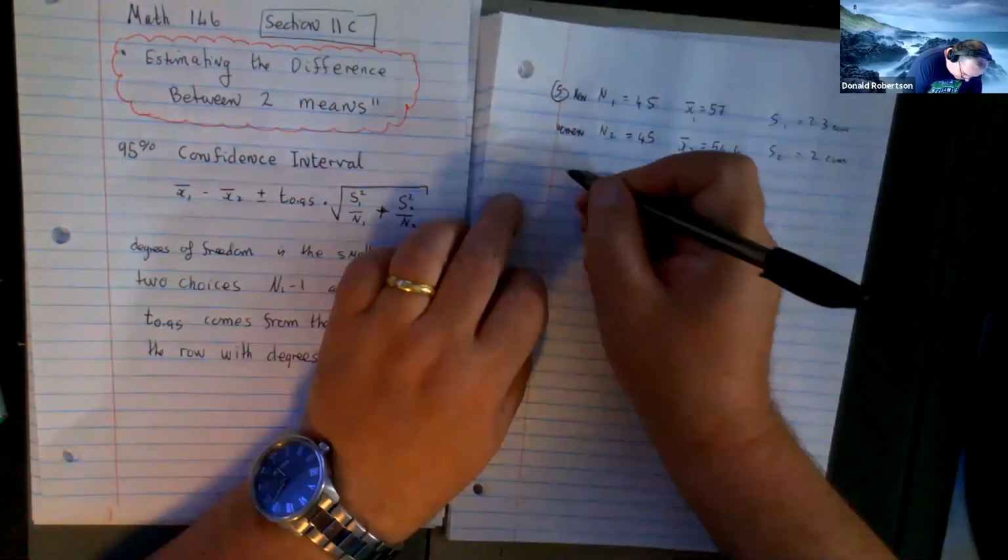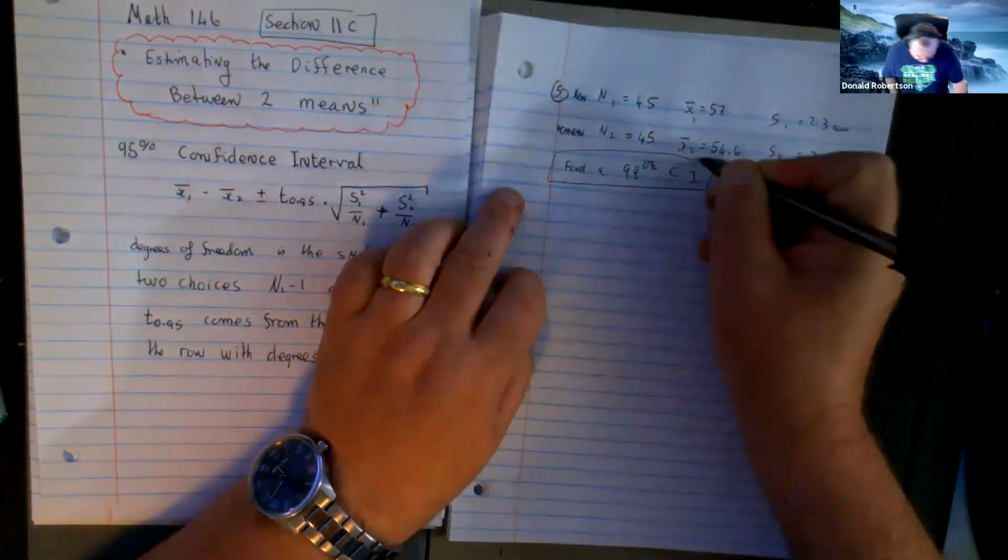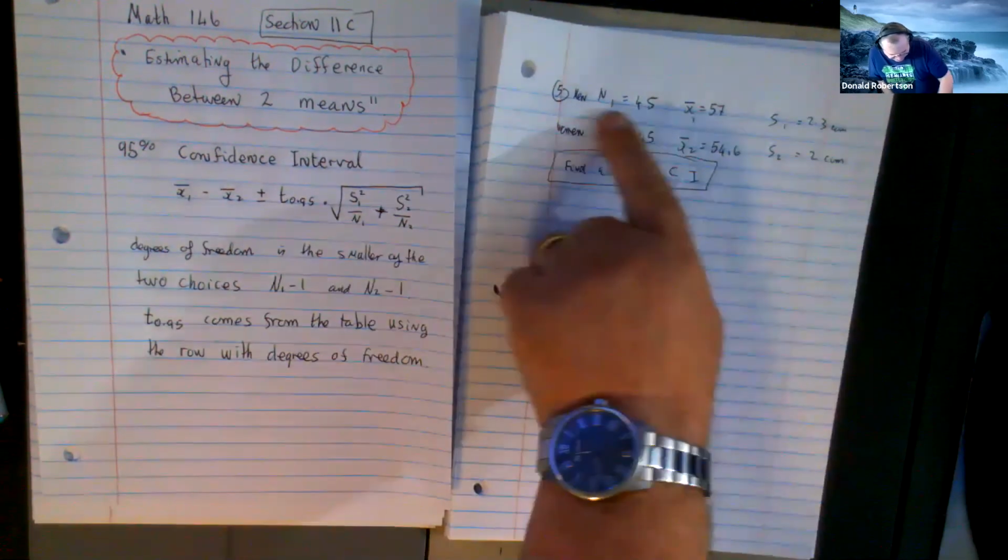Oh, I'm not doing a 95. They all seem to like 95% confidence intervals. I'm going to just pretend the question said 99. Let's do a 99 just to be different, right? So find a 99% confidence interval. So we're going to go through the entire process of getting this. Let's have a good look at the data before we go any further.